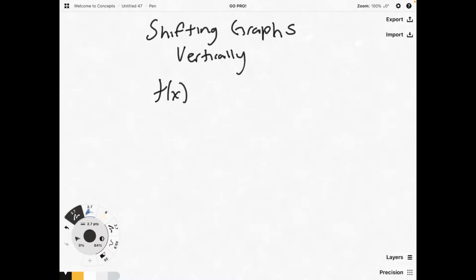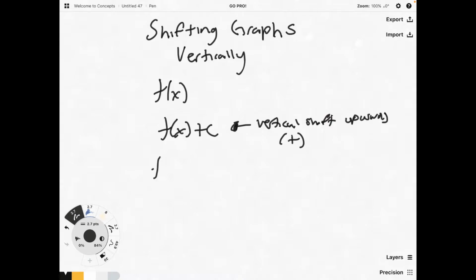Again, your original function is f of x. If you have f of x plus c, this is going to be a vertical shift upwards or in the positive direction. And if you have f of x, your original function, minus a constant c, then this is going to be a vertical shift downwards or in the negative direction.